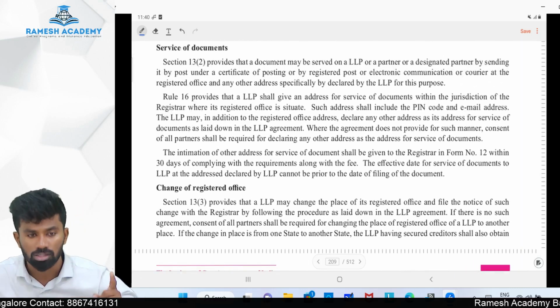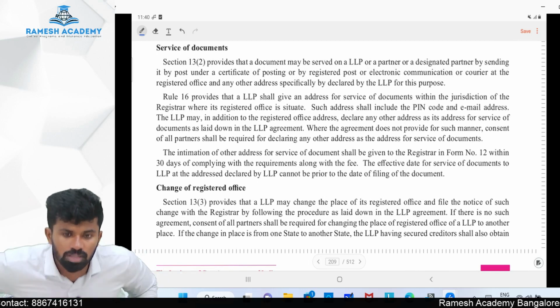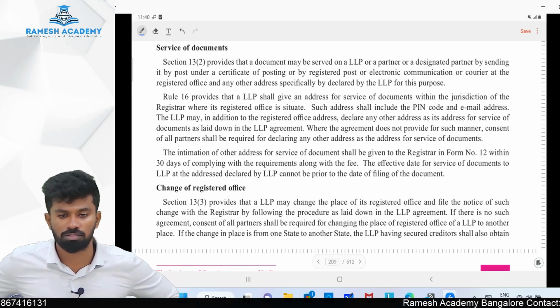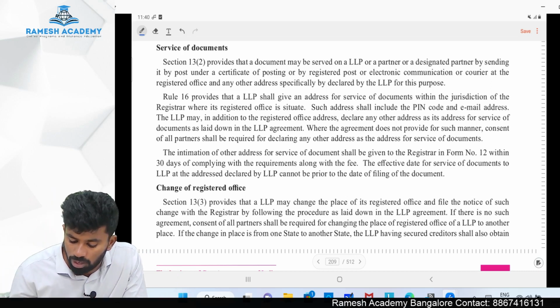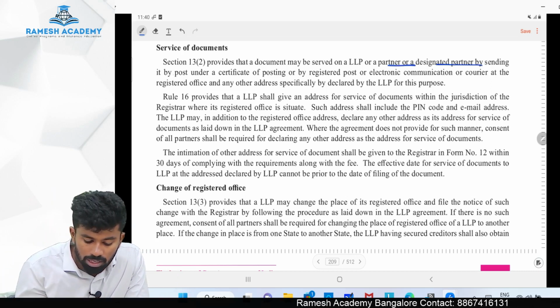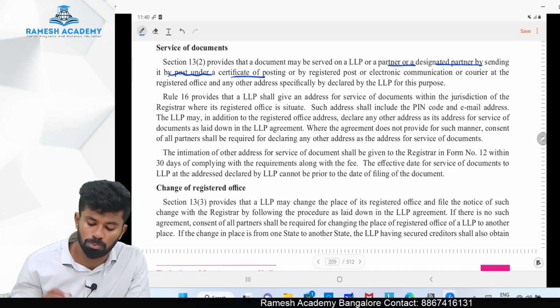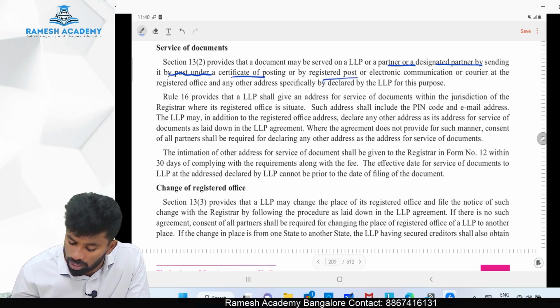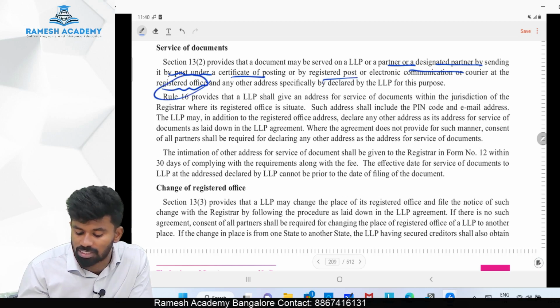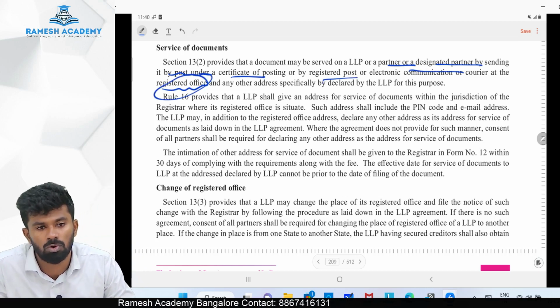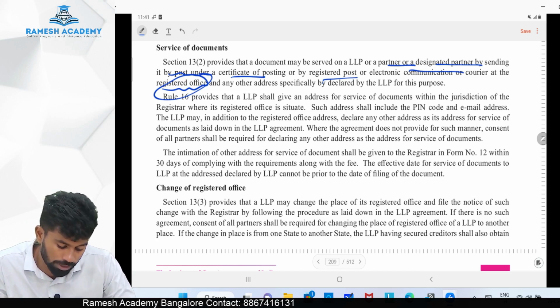At the registered office of the LLP. That is the reason why we have a registered office, right? To serve the documents. The documents will be served on the LLP or a partner, a designated partner, by sending it by post or under certificate of posting, or by registered post or electronic communication, or by courier at the registered office. What office? Registered office.